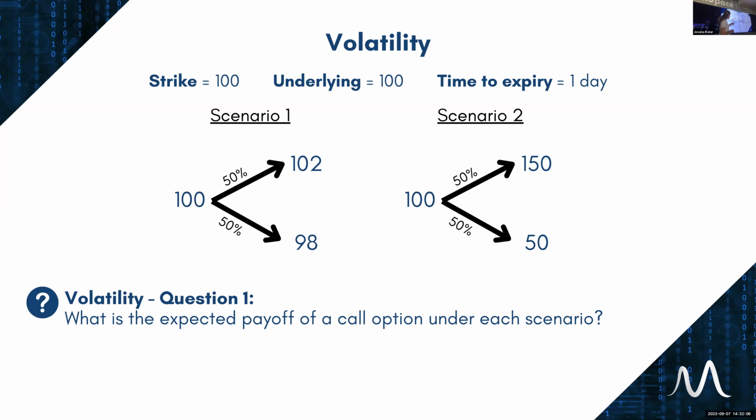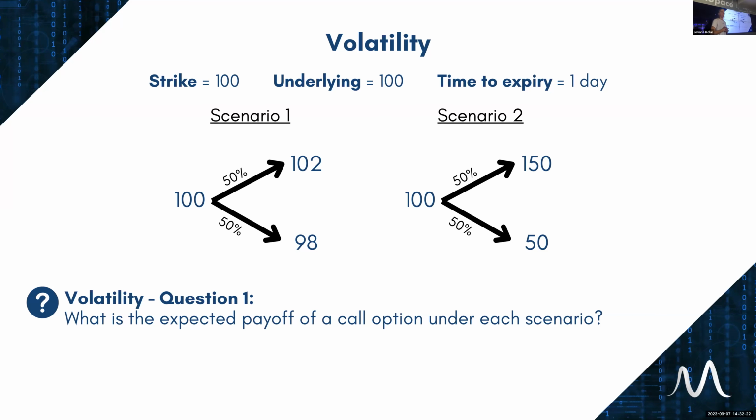So given these things, this represents 1 day. So what would be the expected payoff of a call option under each scenario?